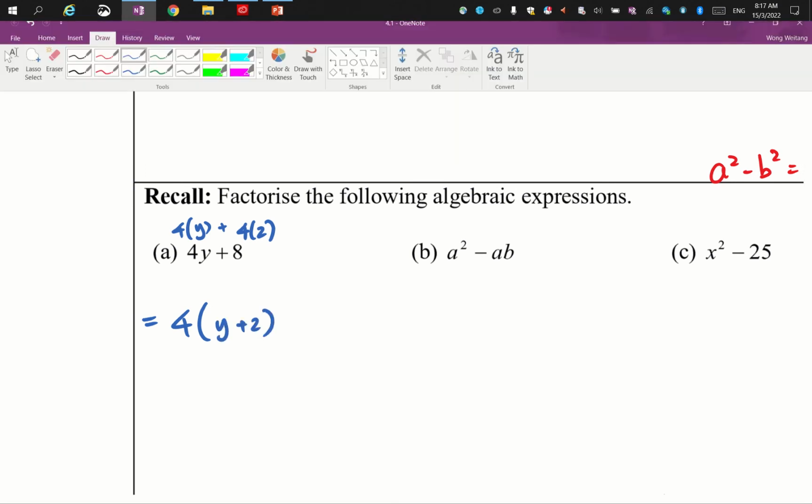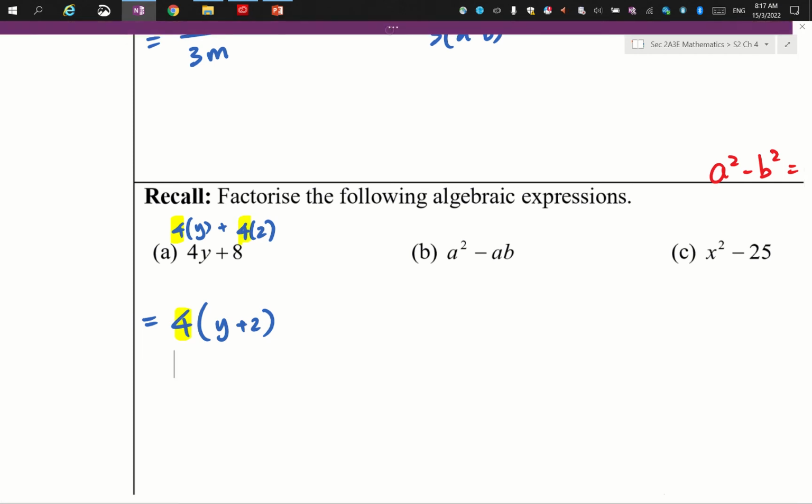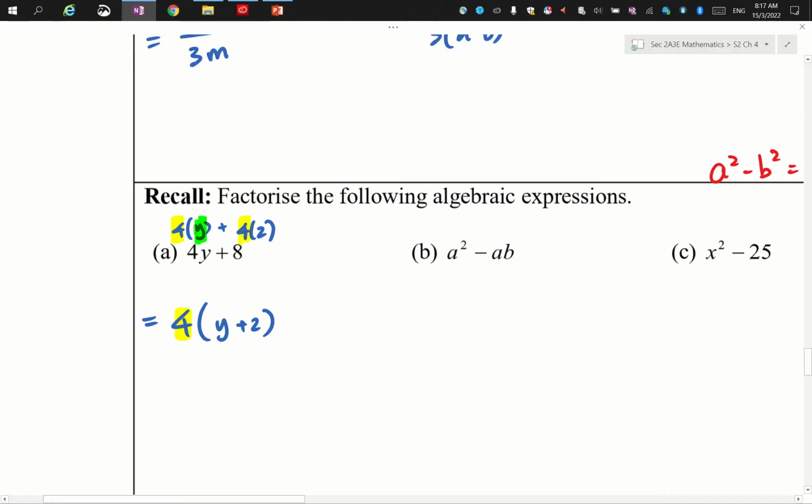So where did all this come from? This is the common factor 4, and after we factorize out the common factor, we're left with y plus 2. Exactly here, y plus 2.